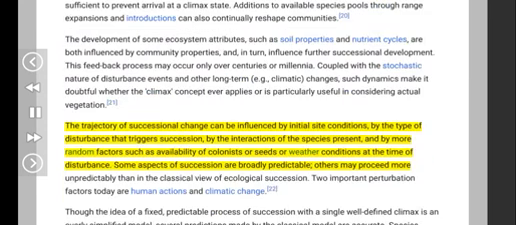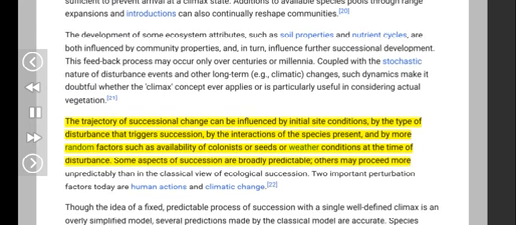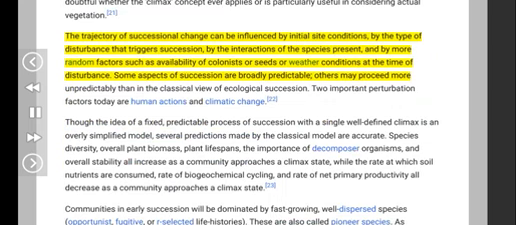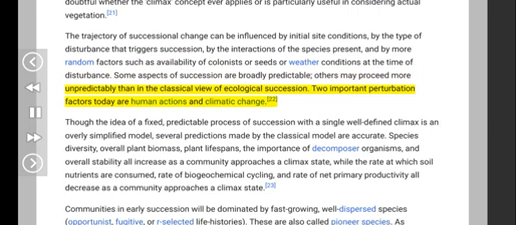21. The trajectory of successional change can be influenced by initial site conditions, by the type of disturbance that triggers succession, by the interactions of the species present, and by more random factors such as availability of colonists or seeds or weather conditions at the time of disturbance. Some aspects of succession are broadly predictable, others may proceed more unpredictably than in the classical view of ecological succession. Two important perturbation factors today are human actions and climatic change.